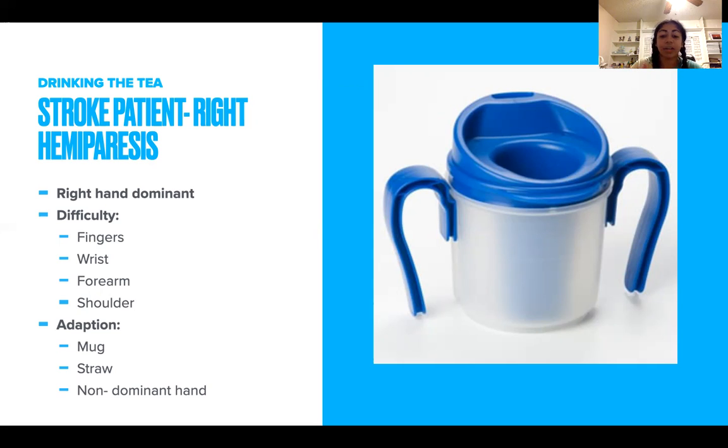However, the temperature of the tea will need to be warm to avoid burns in their mouth. Lastly, if the patient has right hemiparesis, then using the dominant hand to drink the tea would be an adaptation, or they can also use their non-dominant hand to assist the impaired limb.